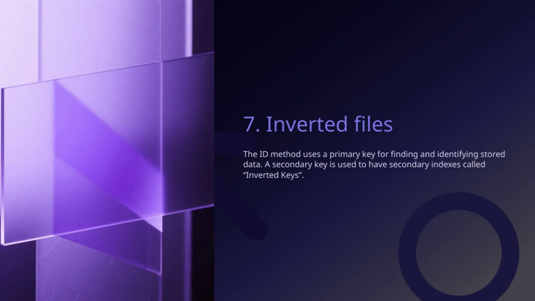This brings us to inverted files, which are essentially the implementation of these secondary indexes. They help us organize and access data more efficiently by keeping track of which secondary keys are associated with which data entries. Connecting this to our overall theme, understanding these indexing methods, primary and secondary, is vital because they significantly improve data retrieval speeds and system performance. So, inverted files are a key part of making that possible.